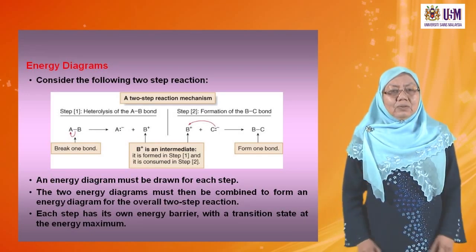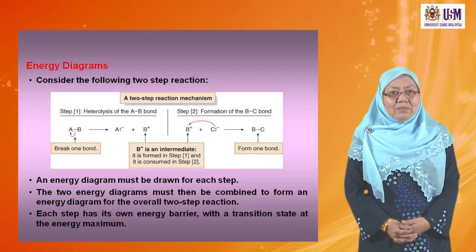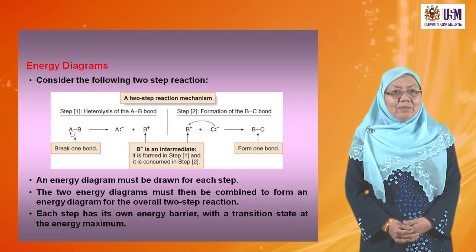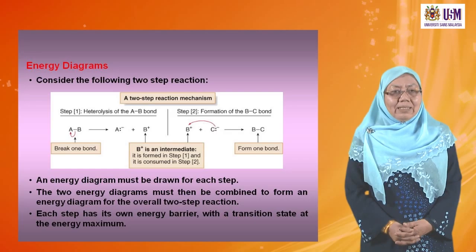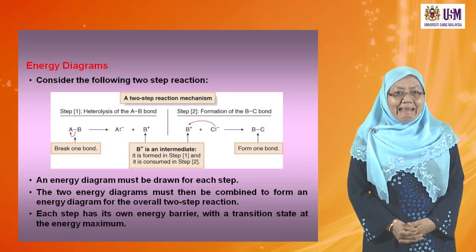Consider now a two-step reaction mechanism. So we're going to see how to draw the energy diagram for this two-step reaction mechanism. In the first step, we have heterolysis of the AB bond, where the bond between A and B breaks, A receives the electrons, and B is the intermediate, which is the cation. And in step two, B forms a bond with the anion C. So we can see the formation of a new bond between B and C.